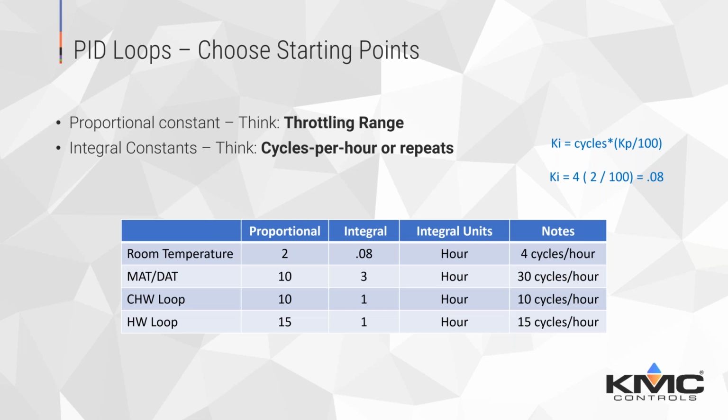But to determine that integral constant, I want to emphasize, think how many times you would want to repeat the proportional band per hour. The more you repeat that proportional band per hour, the faster that integral is going to move the loop up and down. So generally starting, the slower the better, and increase until you get the response you want.